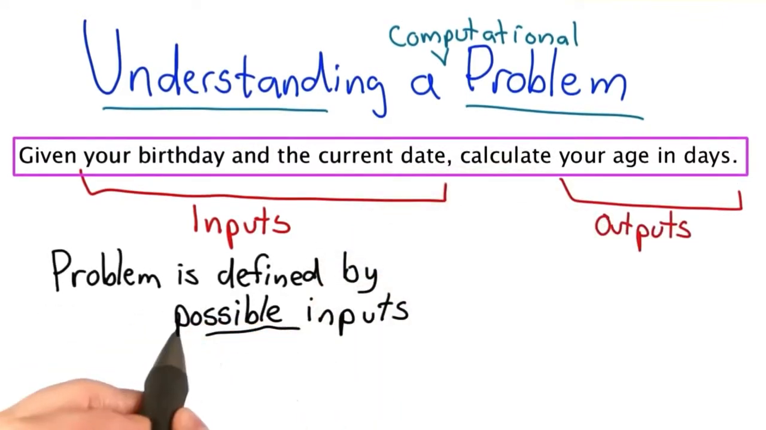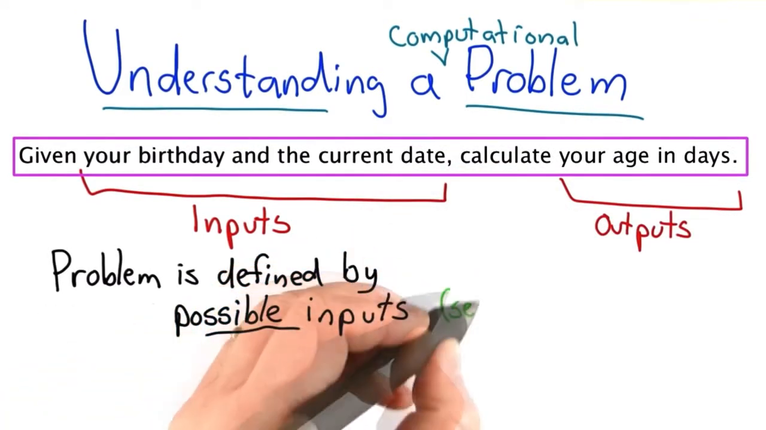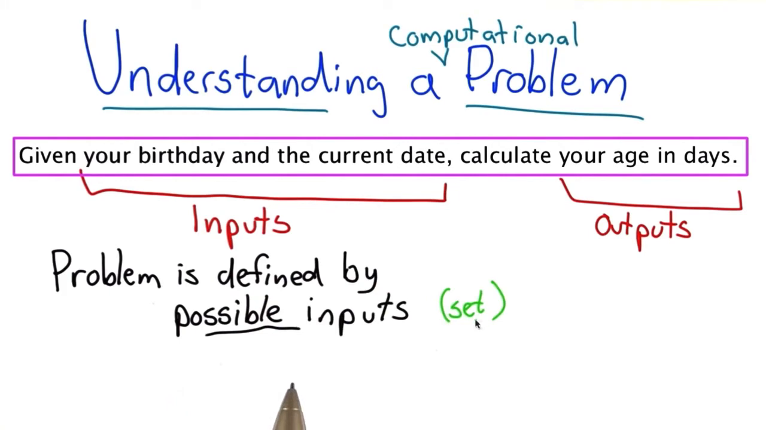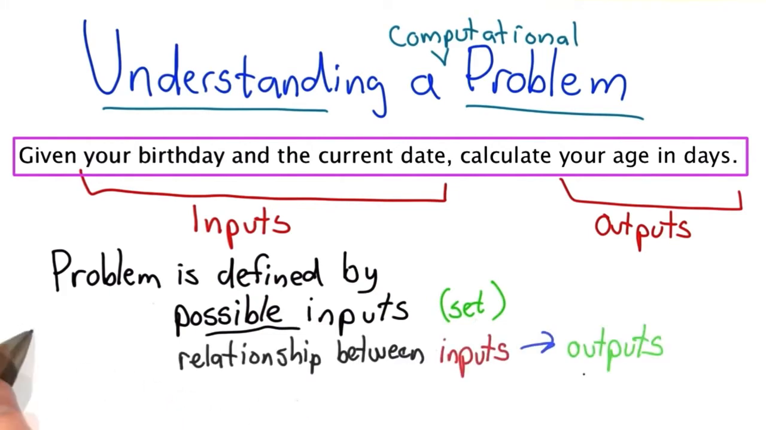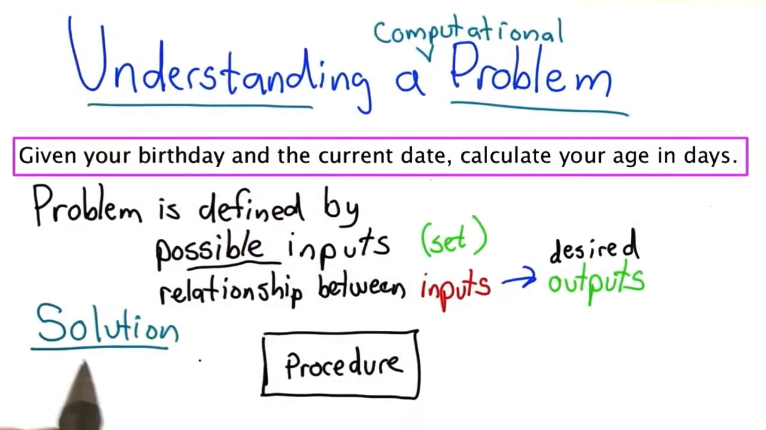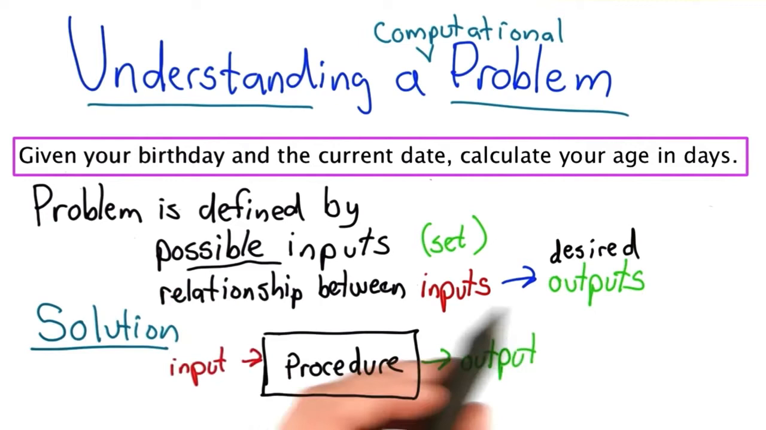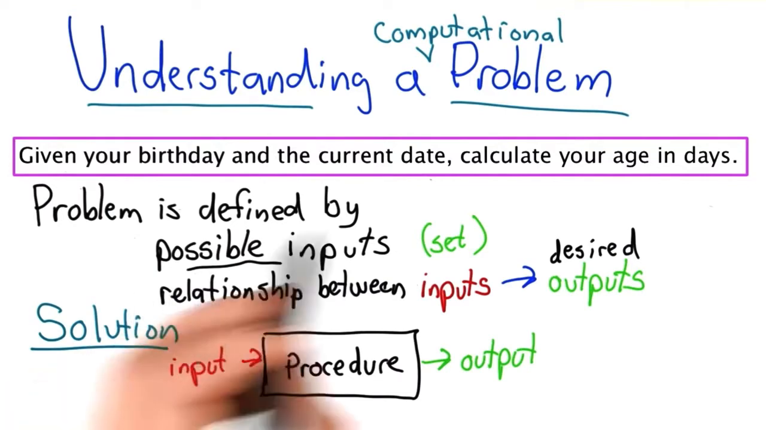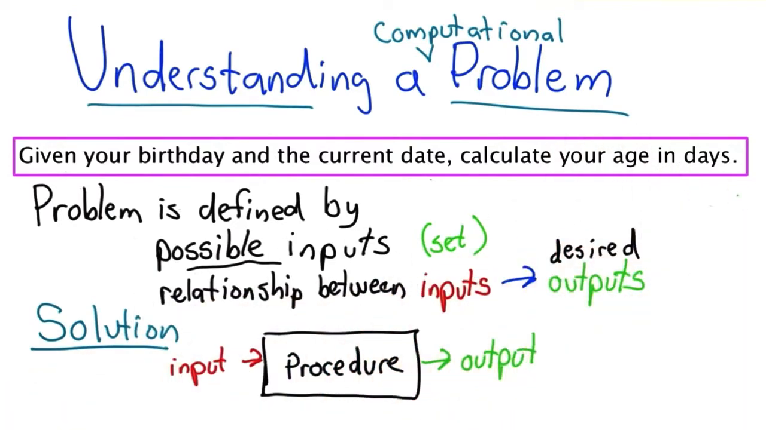So a problem is defined by the set of possible inputs. This is usually an infinite set for most interesting problems. And the relationship between those inputs and the desired outputs. So that means a solution to a problem is a procedure that can take any input in that set and produce as output a desired output that satisfies the relationship that we want. In this case, the relationship we want is that the output is the number of days between the birthday and the current date.